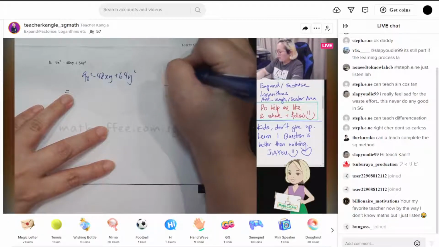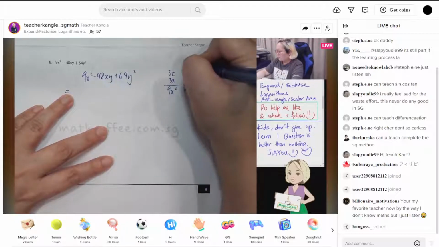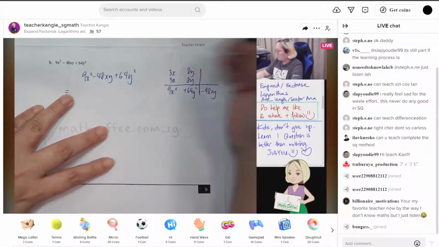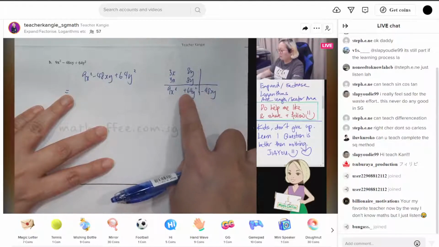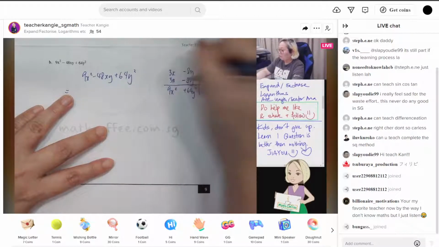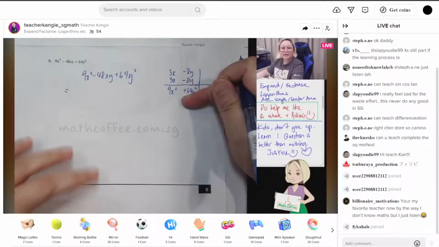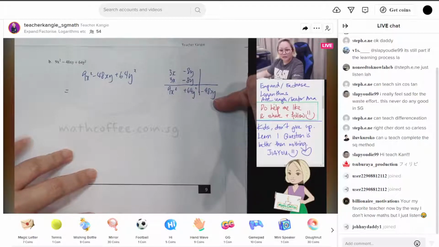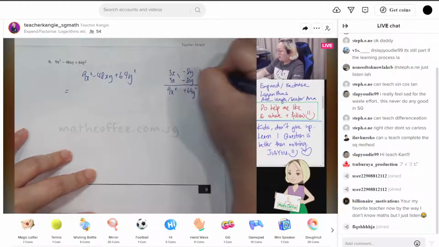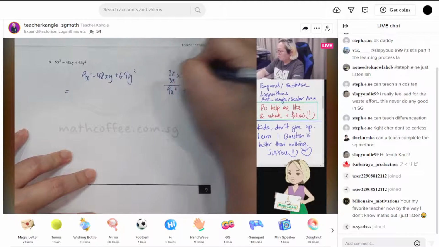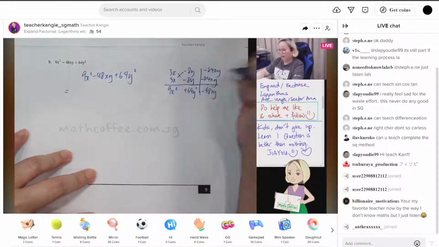So it will be 3x times 3x, and then this will be 8y times 8y. 24 and 24, correct. You see, this is minus, right? But this is plus. So it means both must be minus, because negative times negative gives me positive, and I can get my negative so that later I can add them. So over here, it will be minus 24xy, and over here is minus 24xy.